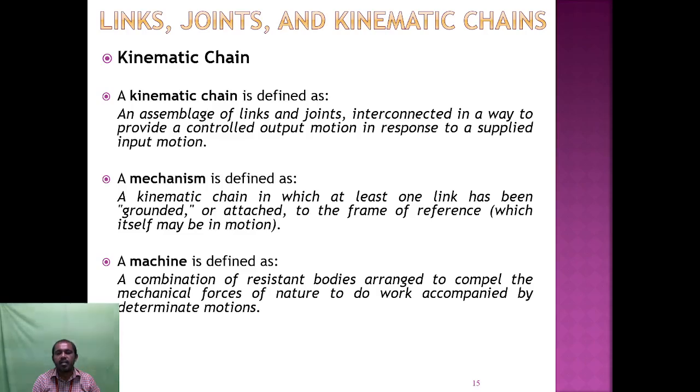The four-link chain, with only one link fixed, is called a mechanism. And a machine is nothing but a combination of resistant bodies arranged to compel the mechanical force. The mechanical force is converted to useful work. It is called a machine. There are many examples of machines. For an engine, energy is converted to useful work by using linkages. It is called a machine.